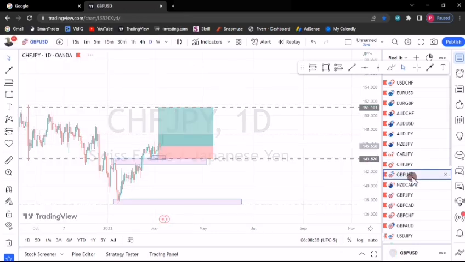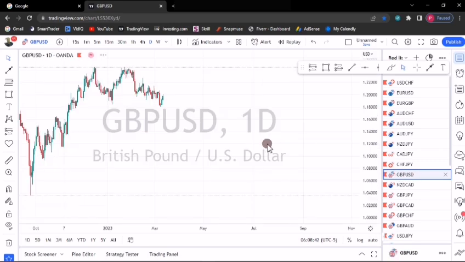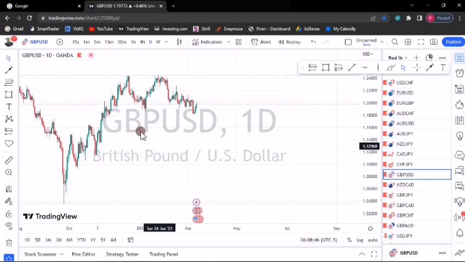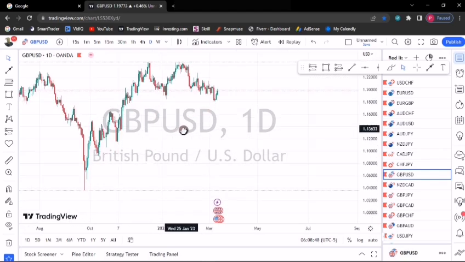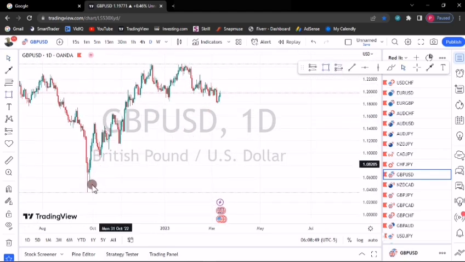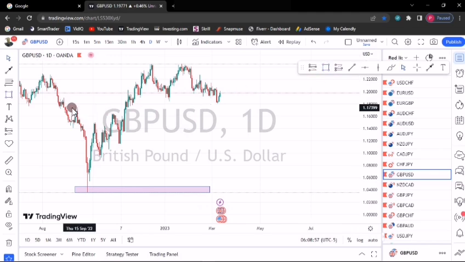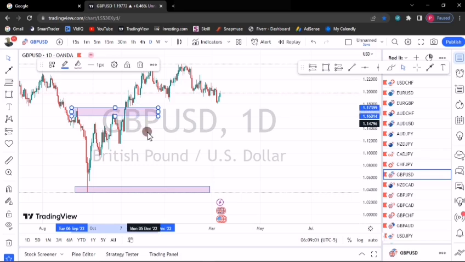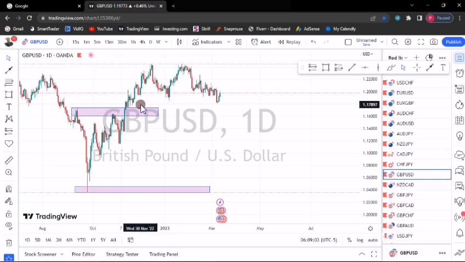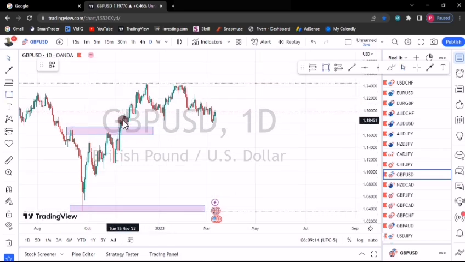I'll proceed to GBPUSD. Okay, price came down here. This was the lowest point, and that lowest point began right there. So when price closed above this, I could have taken a buy. It's a missed trade. When it closed above here, it became an uptrend. So from here, it's an uptrend.